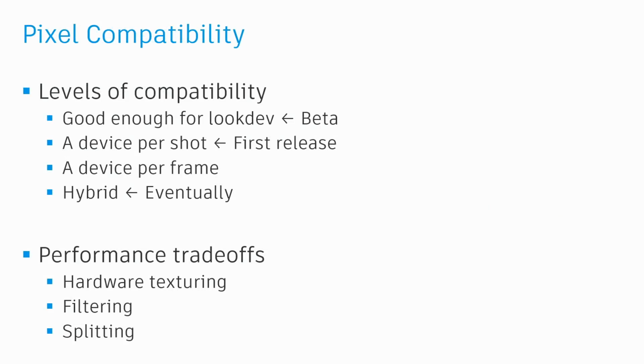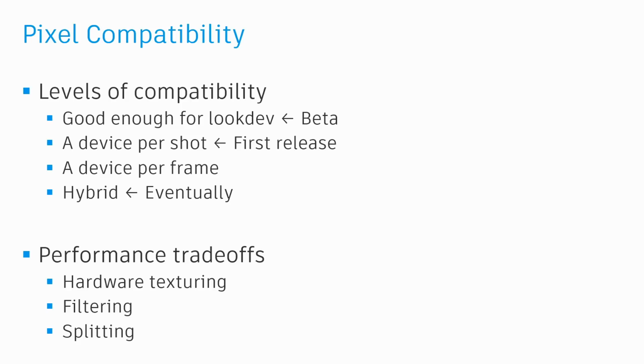Now, pixel compatibility. What do we mean when we say pixel compatibility? So there's this idea of levels of pixel compatibility between CPU and GPU. The first level, which is the one we're at right now for the public beta, is what we call good enough for look dev. Really, it means that you trust the results that you're getting interactively in the viewport enough so that you can kick it to the render farm and have a matching image. That's the level where we are right now.